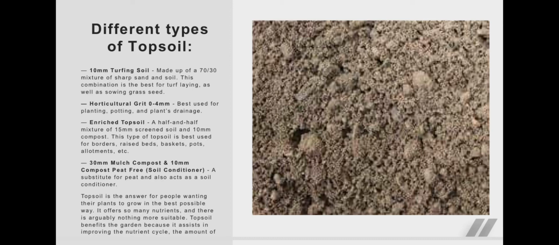Enriched topsoil. A half and half mixture of 15 mm screened soil and 10 mm compost. This type of soil is best used for borders, raised beds, baskets, pots, allotments, etc. 30 mm mulch, compost, and 10 mm compost peat free. A substitute for peat that also acts as a soil conditioner.